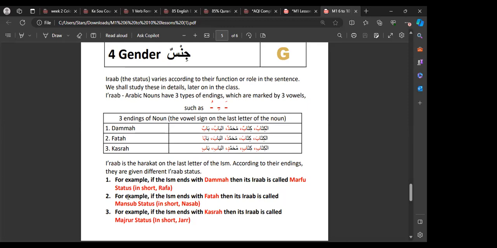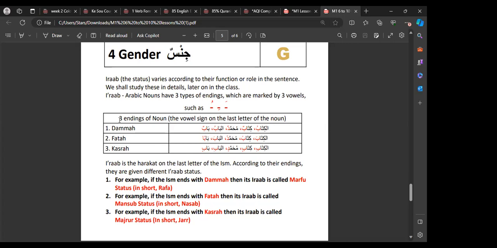And Ustad, these are the terms we need to learn. It's not the meaning. We have to learn about marfu and mansub and majroor. So these are the terms we're going to use throughout the whole module. So all of us need to learn these terms.